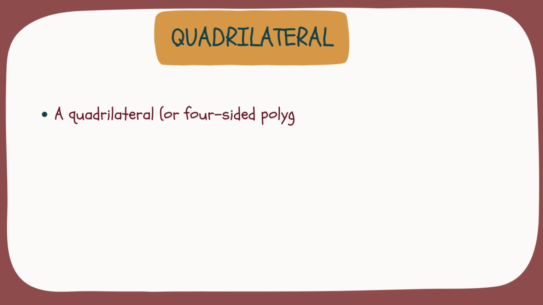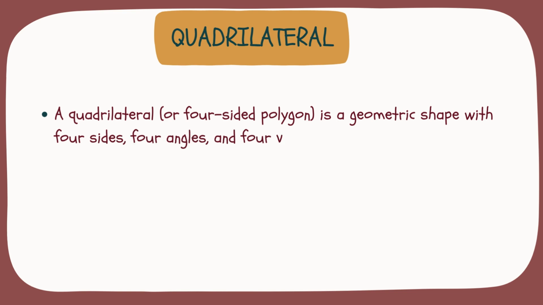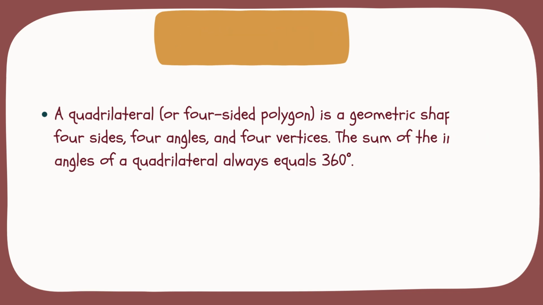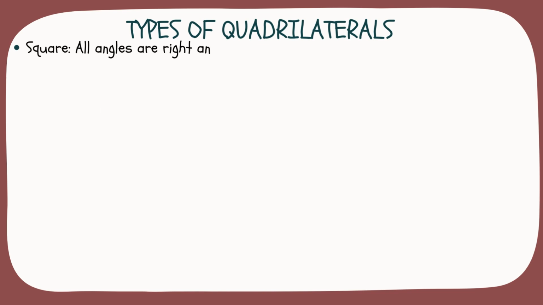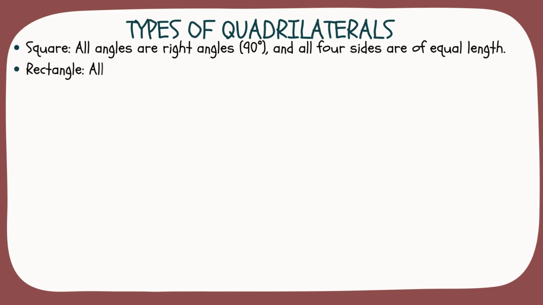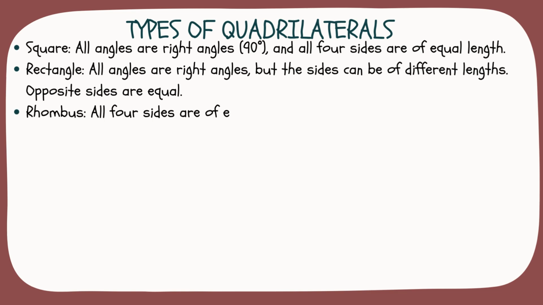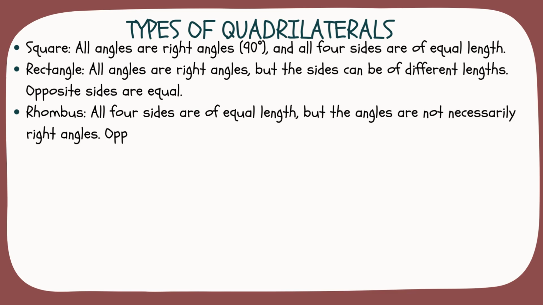Quadrilateral. A quadrilateral or four-sided polygon is a geometric shape with four sides, four angles, and four vertices. The sum of the internal angles of a quadrilateral always equals 360 degrees. Types of quadrilaterals. Square. All angles are right angles, 90 degrees, and all four sides are of equal length. Rectangle. All angles are right angles, but the sides can be different lengths. Opposite sides are equal. Rhombus. All four sides are of equal length, but the angles are not necessarily right angles.